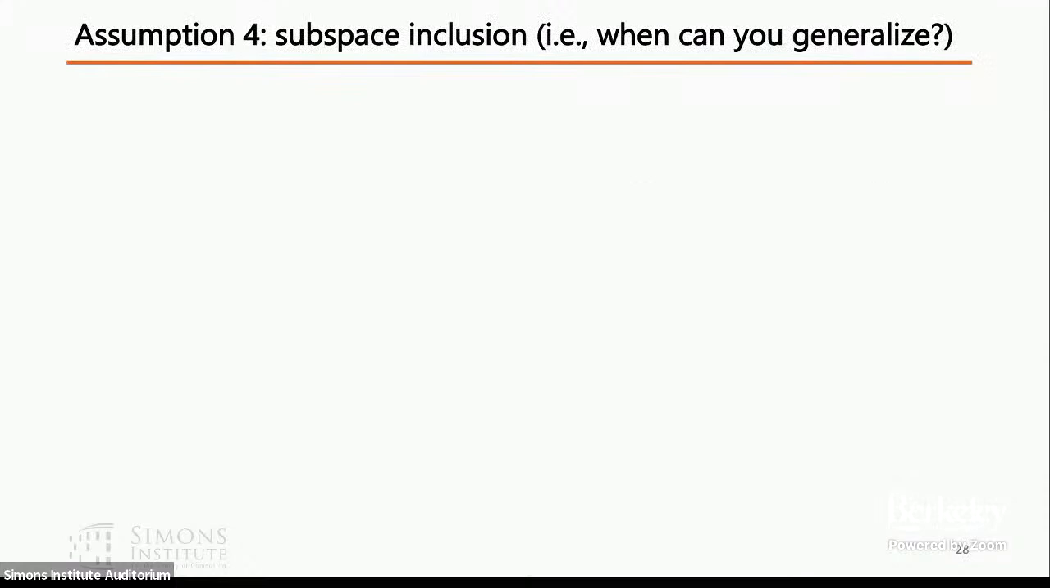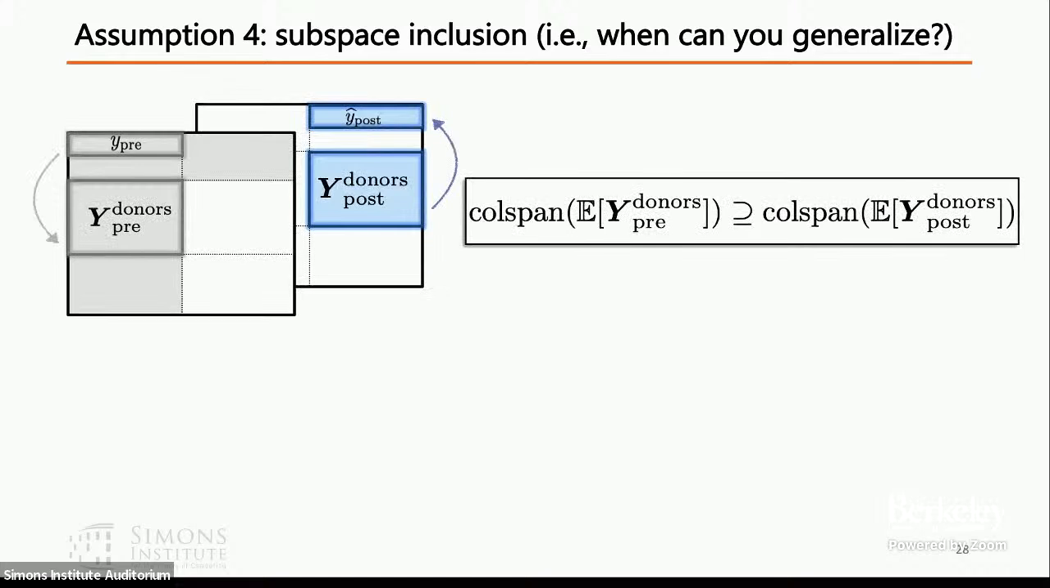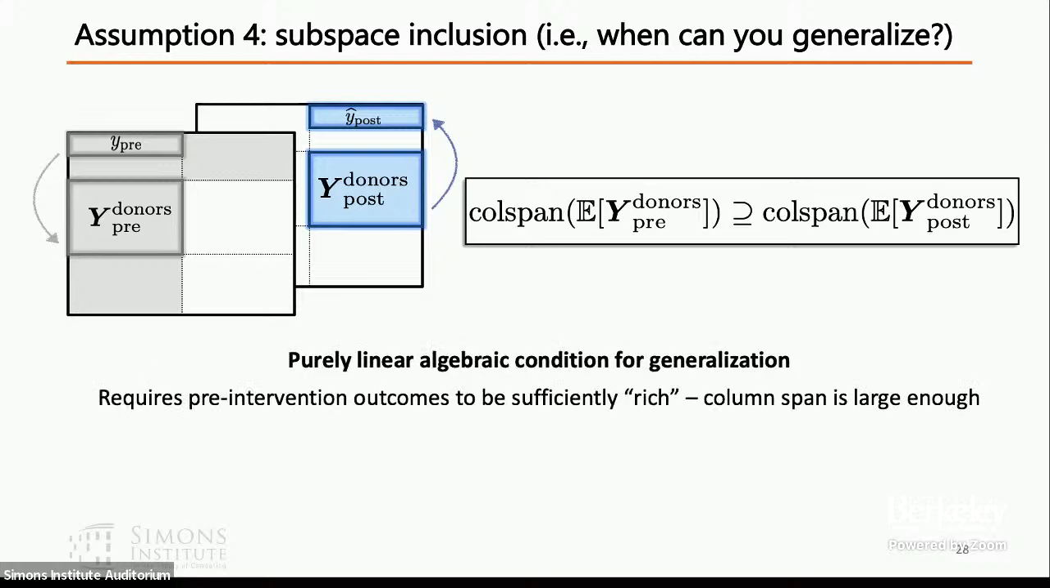The fourth assumption is not really required for identification, but it's needed for statistical estimation: subspace inclusion. That is, the column span of the expected pre-intervention matrix needs to contain the column span of the expected post-intervention matrix. And this is really a purely linear algebraic condition for generalization. We're not assuming, for example, that your data is sampled IID, because that wouldn't really make sense: the data you sample under one intervention is clearly going to come from a different distribution from a different intervention.